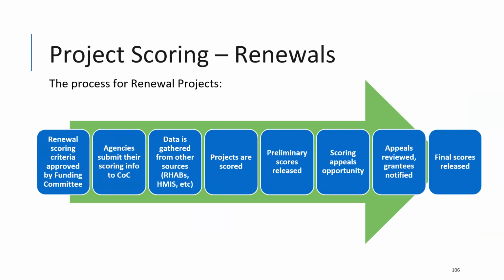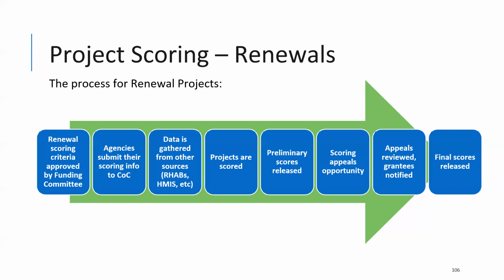explains to grantees what the process is going to be and how to submit their info for scoring. So agencies have to submit certain info to the CoC to help with scoring. The CoC also gathers data from other sources, so HMIS data, RAB participation, things like that. We score the projects, we release the preliminary scores, and then there's an appeals opportunity.